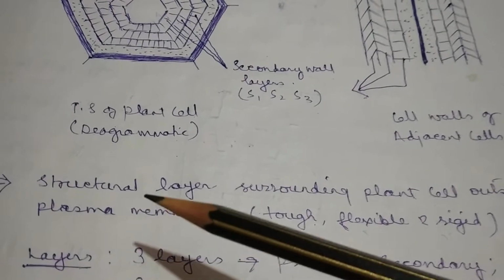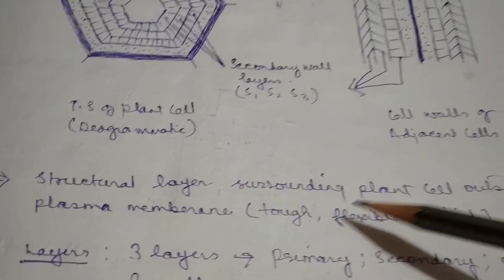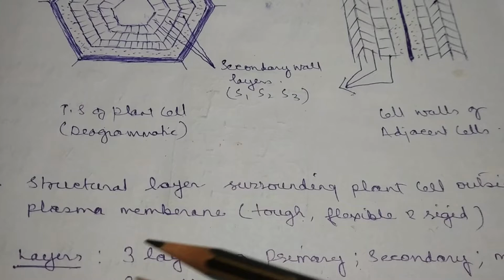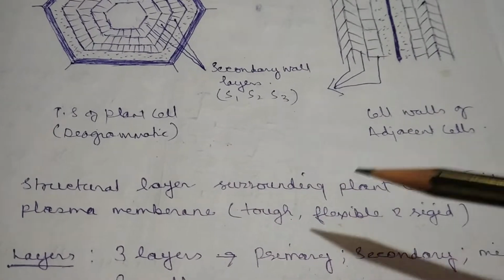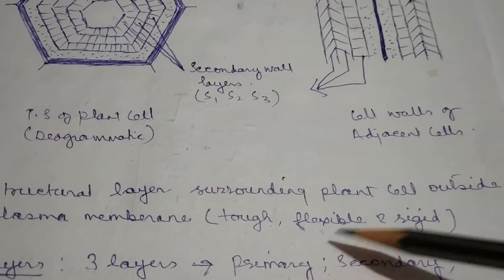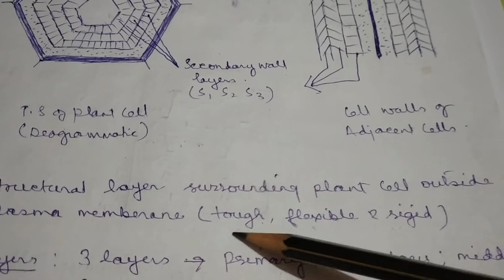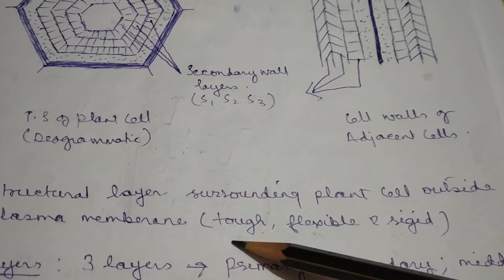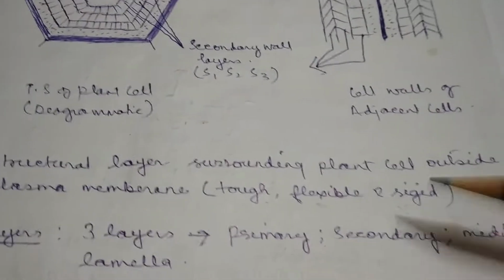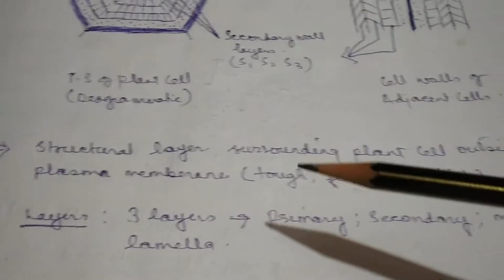The cell wall is defined as a structural layer which is surrounding the plant cell outside the plasma membrane. It is tough, flexible or rigid. It can be tough and rigid, then not flexible. If it is flexible, then it will not be tough and rigid, which we will eventually see.